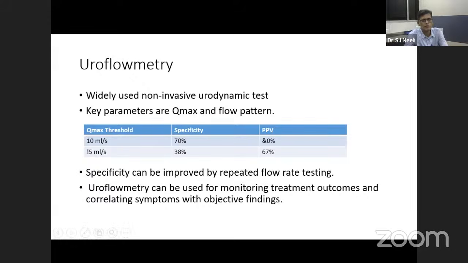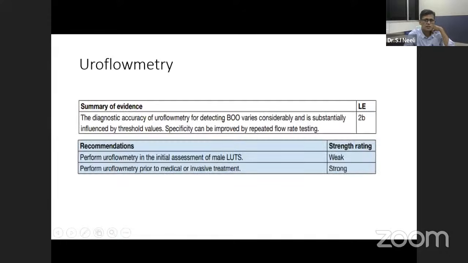The specificity of uroflowmetry can be improved by repeating the flow rate testing. By retesting, we can improve the specificity by taking the average of the test. The most important thing which we need to understand is whenever we assess this uroflowmetry, the minimal voided volume of urine should be at least 150 to 200 ml. Uroflowmetry can also be utilized for monitoring treatment outcomes and correlating symptoms with objective findings. However, the EAU has a weak recommendation for initial assessment of LUTS, but has a strong recommendation for uroflowmetry prior to medical or invasive treatment.